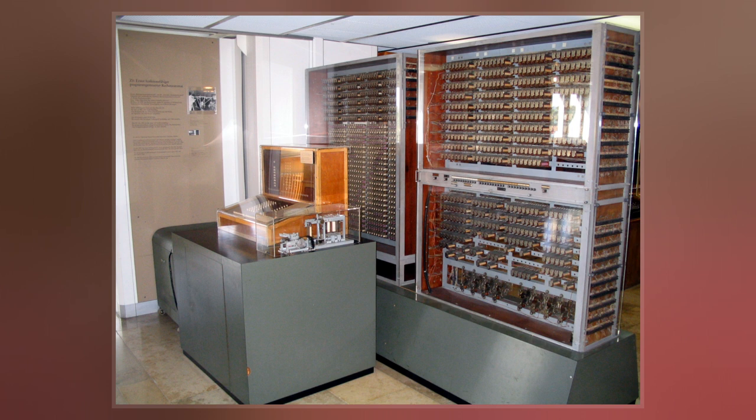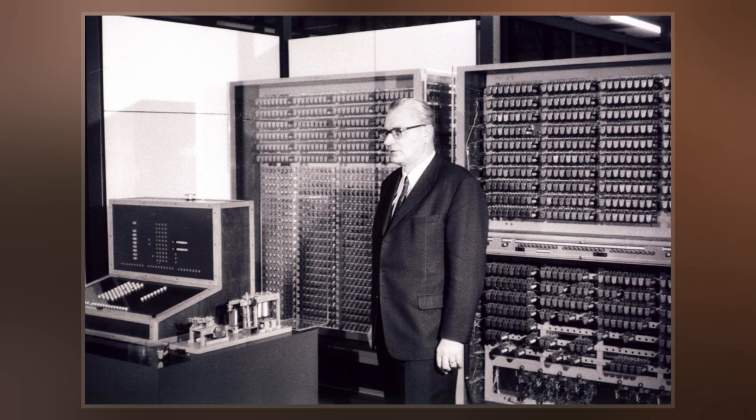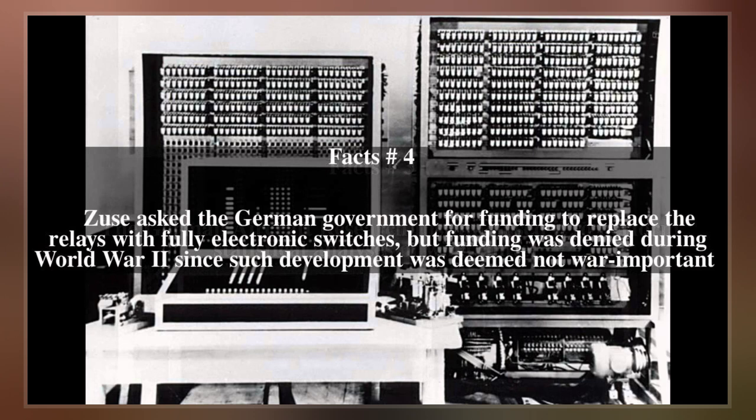The Z3 was built with 2,600 relays, implementing a 22-bit word length that operated at a clock frequency of about 510 Hz. Program code was stored on punched film. Initial values were entered manually.